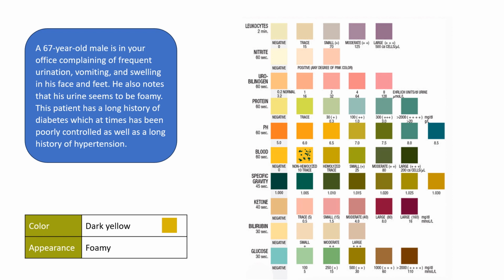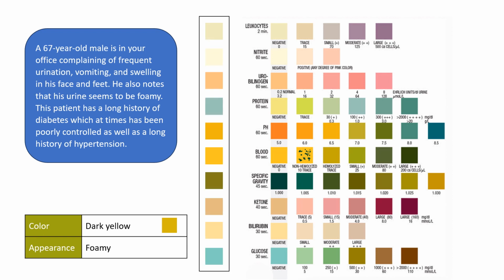So we have him give us a urine sample, and we notice that it is dark yellow, and indeed it has a foamy quality to it. So then we put in our dipstick, and these are the results that we get. So I'll give you a second to take a peek at that. And you might have noticed that we've got this right here.